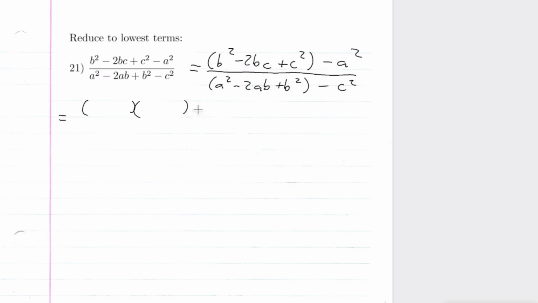So I'm going to have this and this minus a squared. And then down here, I'm going to have this and this minus c squared. All right, so I know b times b gives me b squared. And remember, if I have negative c here and negative c here, negative c times negative c gives me that c squared. And b times negative c is negative bc, and negative c times b is negative bc. So I'll have two negative bc's. So this is the factored form of this trinomial here.